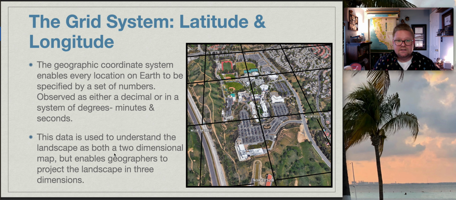So that being said, the data of the grid system is used to understand the landscape, both as a two-dimensional piece, but also we can look at it in 3 dimensions. So obviously, this presentation as a whole is on your monitor. It's 2 dimensions. It's flat, but there's depth to it. There is an angle here. There are some 3-dimensional features with these buildings.